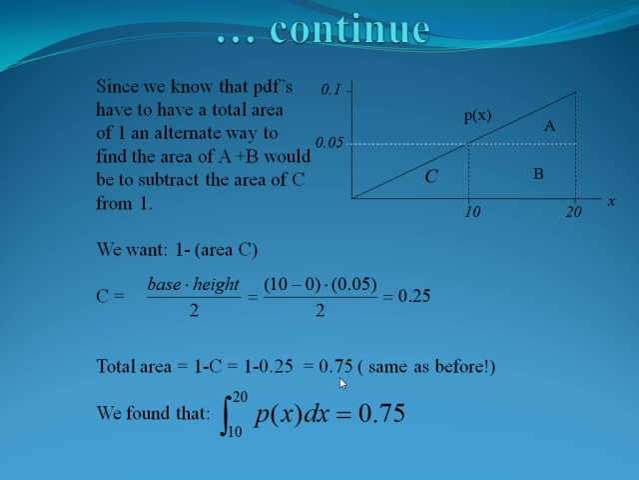So these two methods will give us the same answer. Sometimes it's easier to do one over the other, but again, you'll get the same result either way. So again, we found that the area under the curve from 10 to 20 is 0.75.